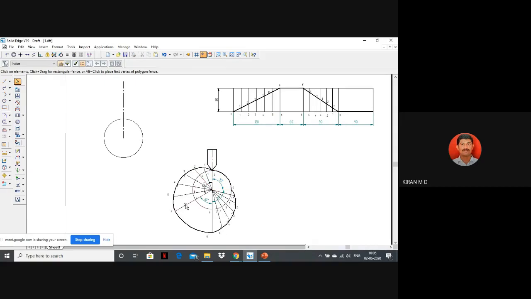Once you draw this one, again you divide this 120 degree. For this 120 degree, how many divisions were you given? 6. Here also you divide for the same number. So here 1, 2, 3, 4, 5, 6. These are the parts. Just I am making this straight line to the base circle. Is it clear?